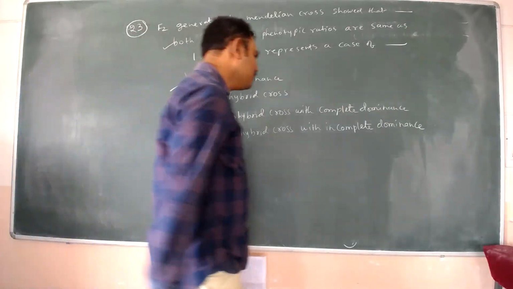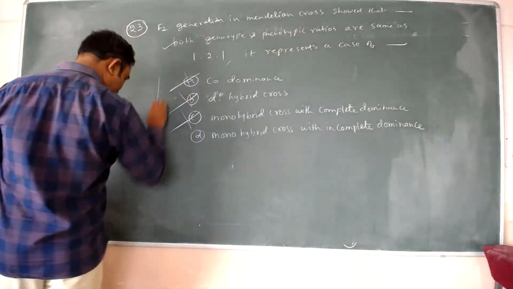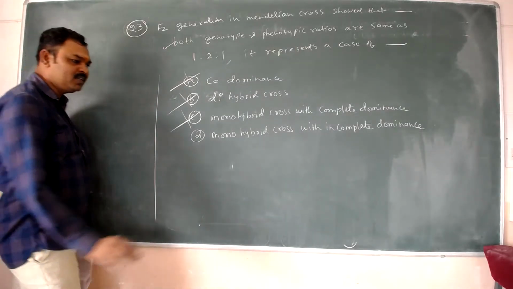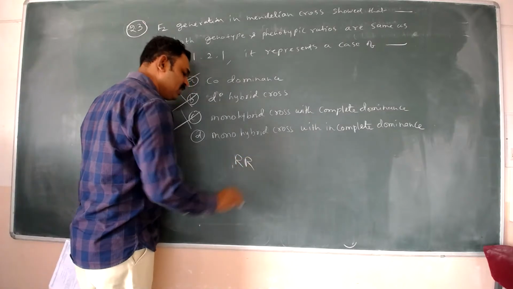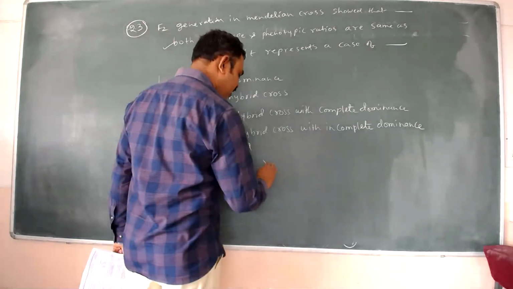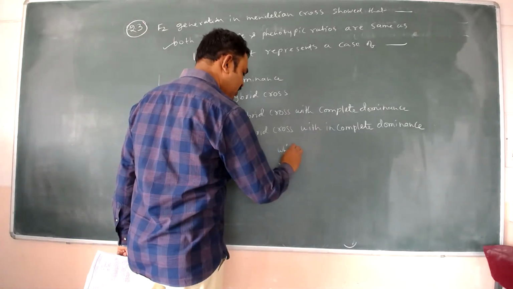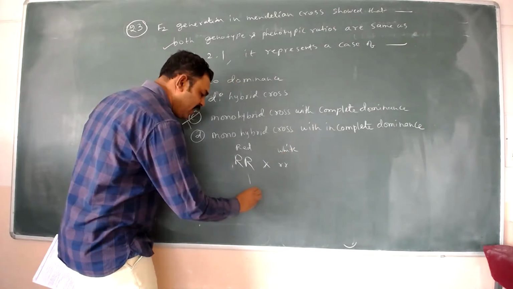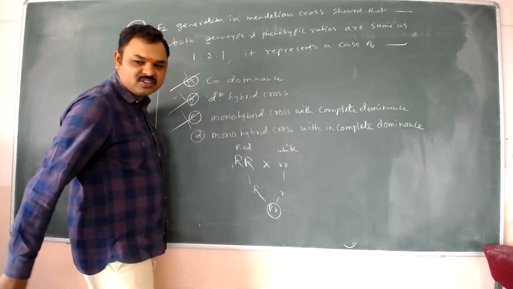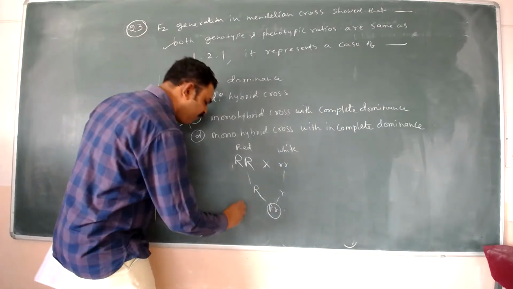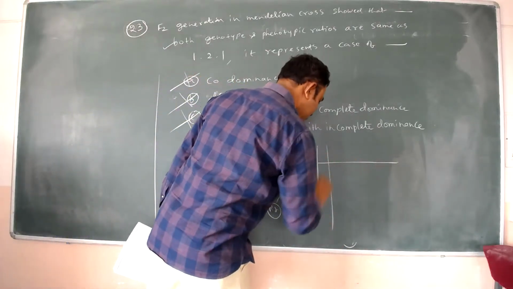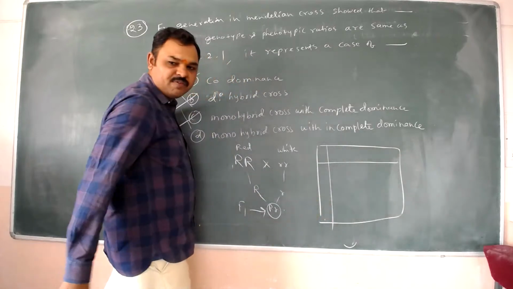What is incomplete dominance here? We can see Mirabilis jalapa. Suppose a red color flower Mirabilis jalapa, capital R, crossed with a white color Mirabilis jalapa, which is recessive, small r. These two are crossing. Capital R, small r will come. Then this is the F1 generation. We go for F2, the F2 generation we are producing.